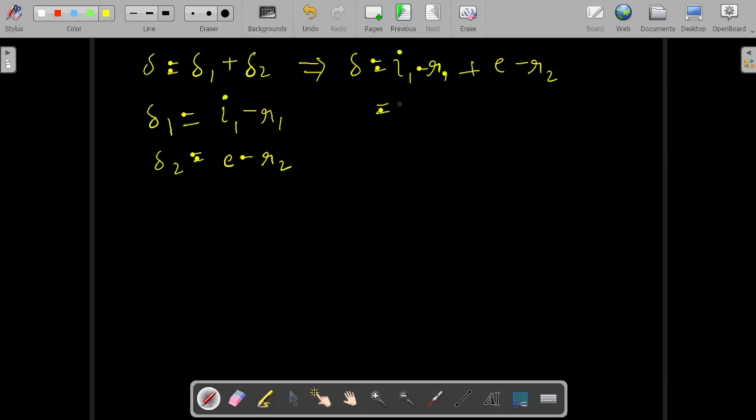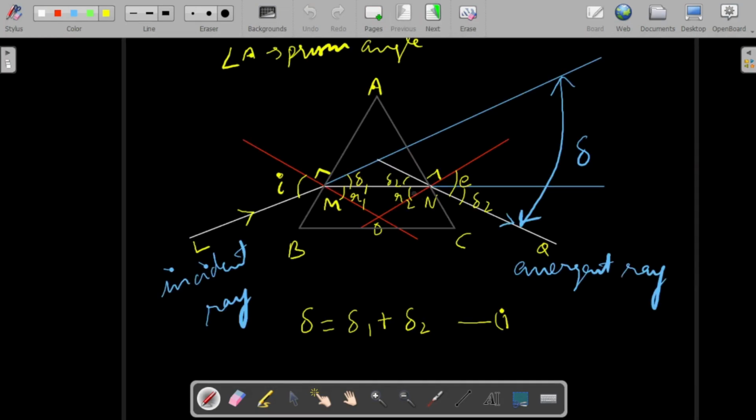And rearranging it, we will get I plus E minus R1 plus R2. Now, these two refracting angles R1 and R2 are the angles inside the prism. So we have to find the equation in terms of known values. We know the prism angle as A, but we don't know the values of R1 and R2, because for different angles of incidence, there will be different R1 and R2.